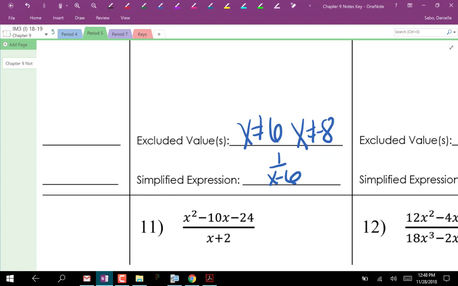Go ahead and do number 11, please. So do 11, give it a try. Make sure you know how to do it.